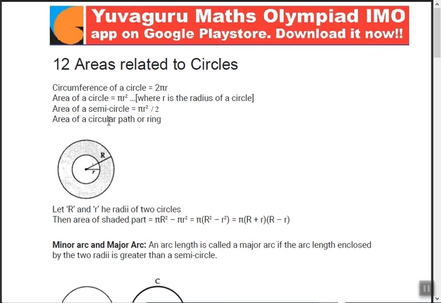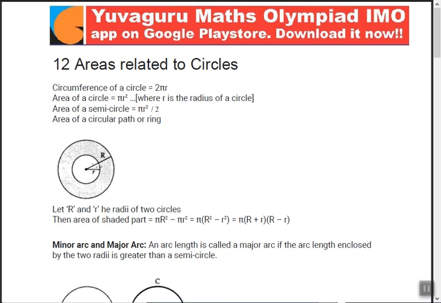Area of circular path or a ring, means path means what? This is full circle and path means this darkened part only. Suppose if this is a garden and this is a walking road and in between there is a garden. If you are asked to find the area of this walking road, then what will be the area? Say this big circle minus small circle. So let capital R be the bigger circle, small r be the smaller circle.